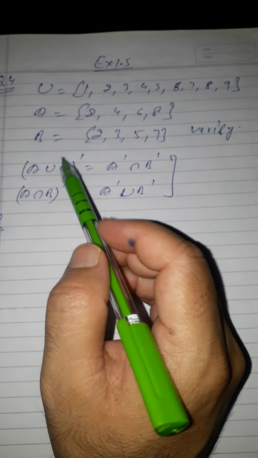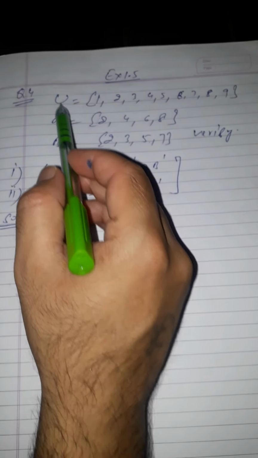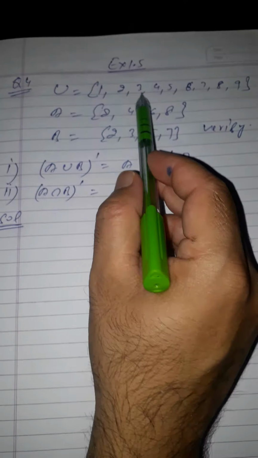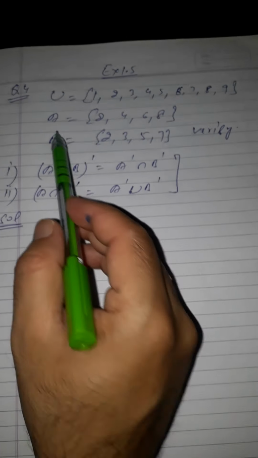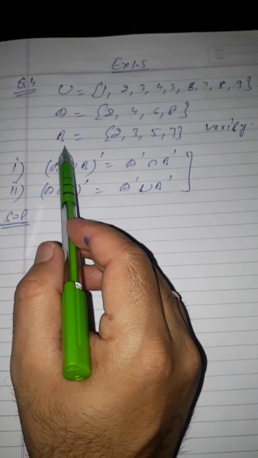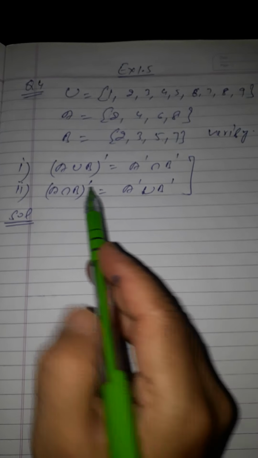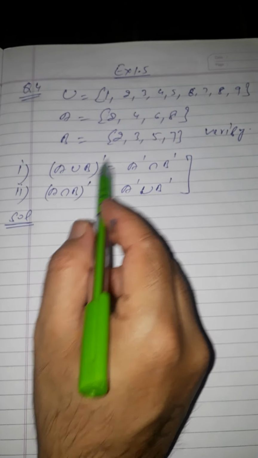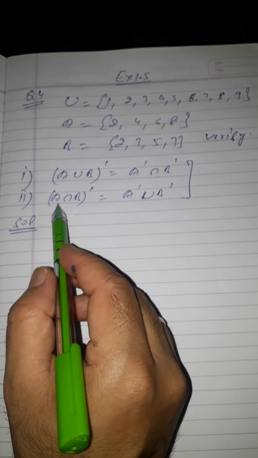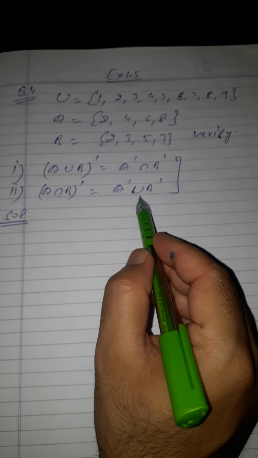Students, let us continue with question number 4 of exercise 1.5. It is given to you that the universal set is {1, 2, 3, 4, 5, 6, 7, 8, 9}, set A is {2, 4, 6, 8}, and set B is {2, 3, 5, 7}. Then verify that (A union B)' equals A' intersection B', and (A intersection B)' equals A' union B'.